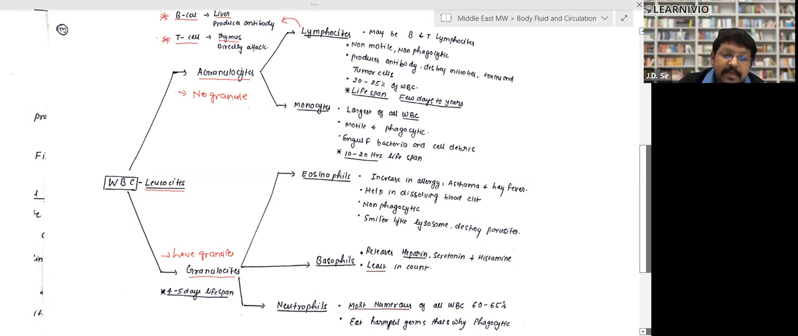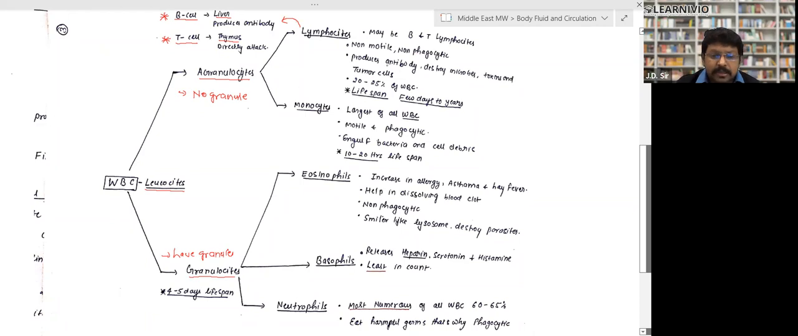T cells directly attack. They do not produce antibody. They directly attack the bacteria or other pathogens. The function of both cells is to kill the pathogen. So lymphocyte may be B lymphocyte or T lymphocyte. They are non-motile and non-phagocytic, means they cannot move, and they do not eat bacteria. They kill the bacteria, they kill the virus, they kill the pathogen, but they do not eat them.